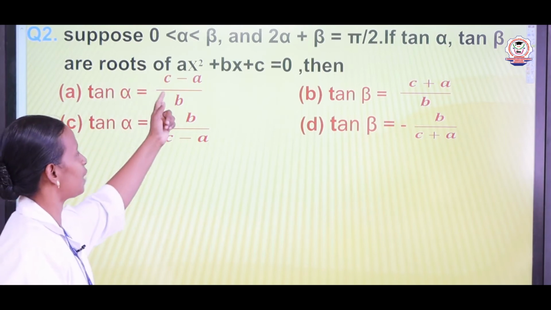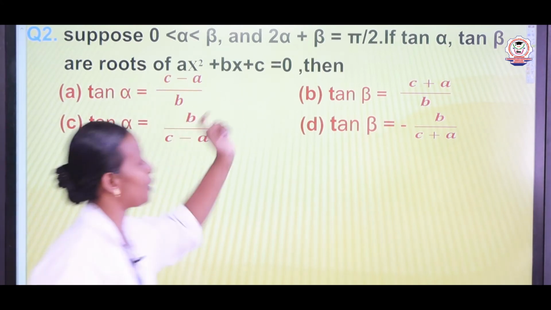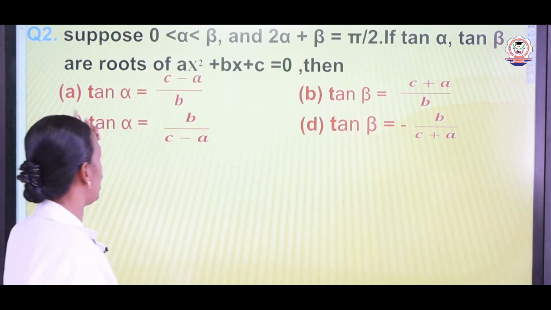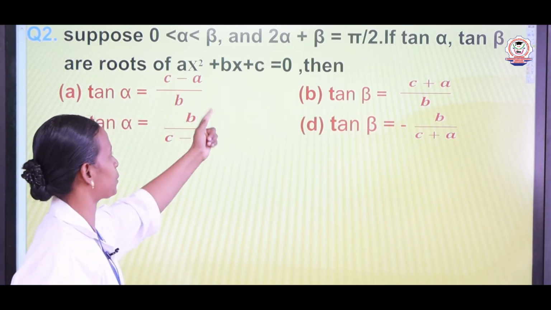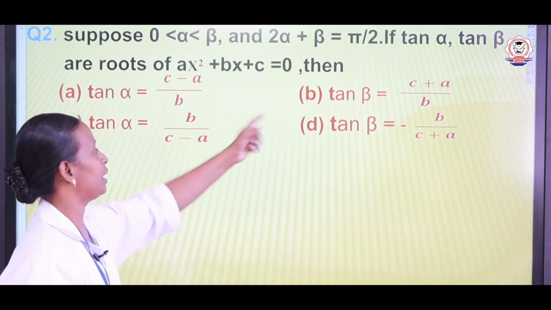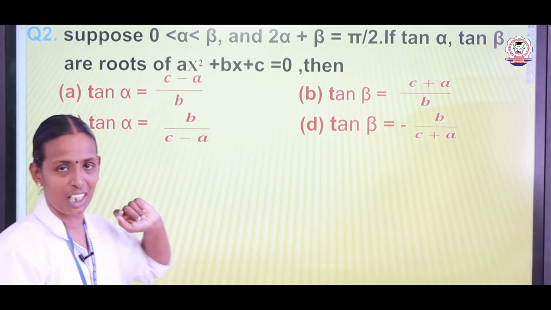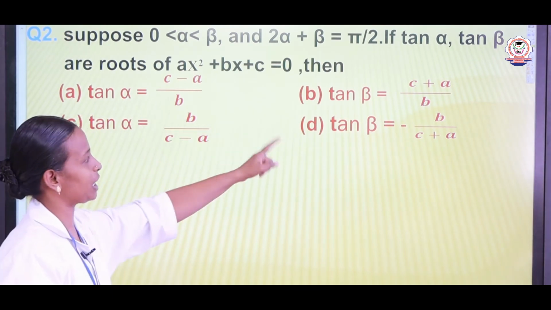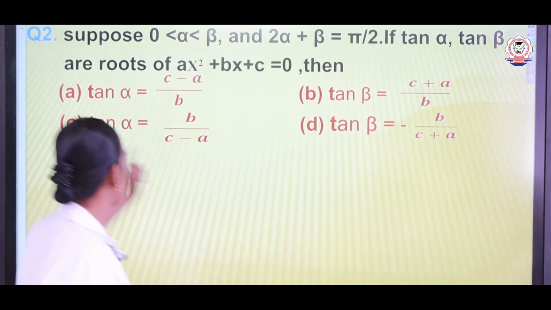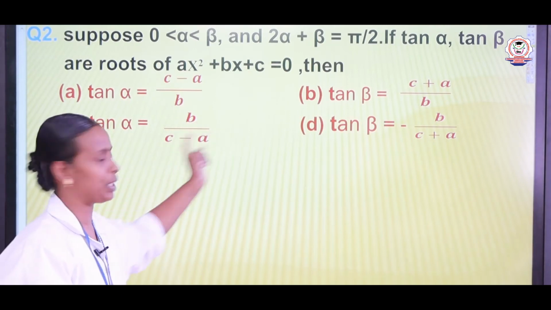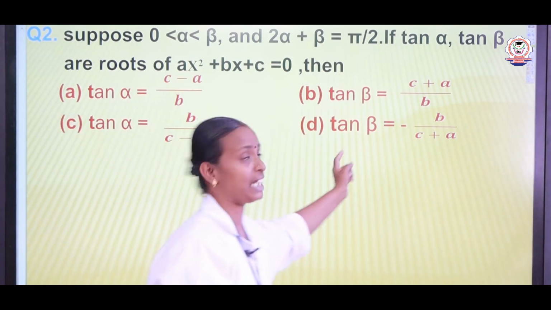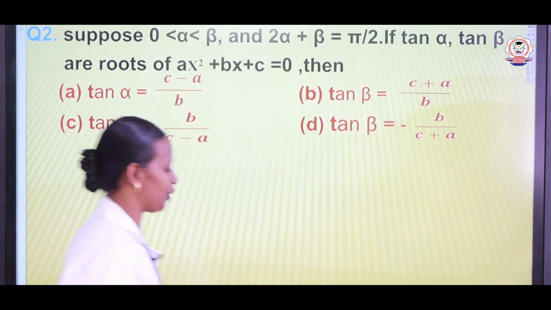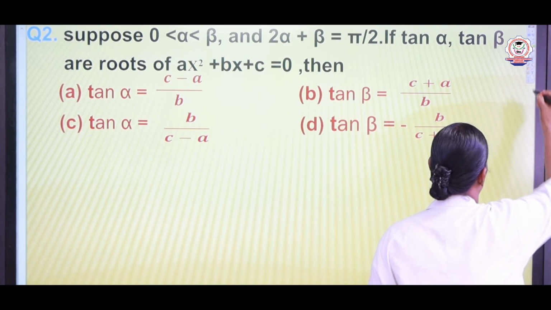Suppose 0 less than alpha less than beta and 2 alpha plus beta equal to pi by 2. If tan alpha, tan beta are roots of ax square plus bx plus c equal to 0, then option A, tan alpha equal to c minus a by b. Option B, tan beta equal to c plus a by b. Option C, tan alpha equal to b by c minus a. Option D, tan beta equal to minus b by c plus a. How to find the solution for this one?